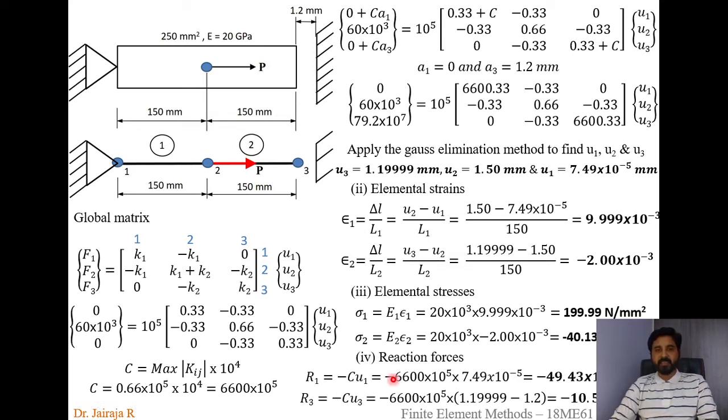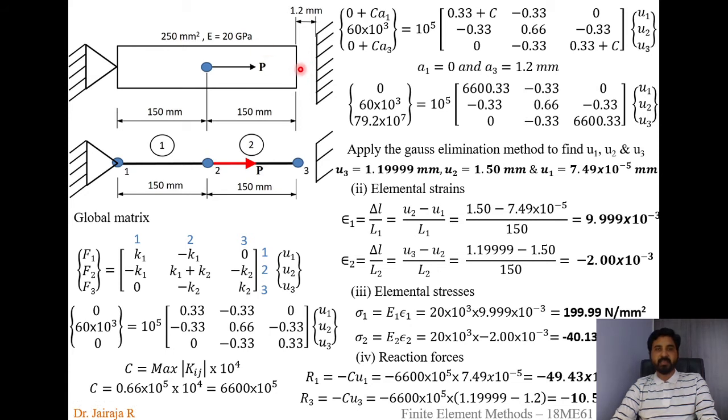And reaction can be obtained like this from the penalty approach. R1, since node 1 is fully fixed, we need to find the reaction at node 1. R1 is equal to minus C into U1. We need to substitute the C value and U1 value, the entire decimal we need to consider. Then R1 is minus 49.43 into 10 raised to 3 kilonewton.